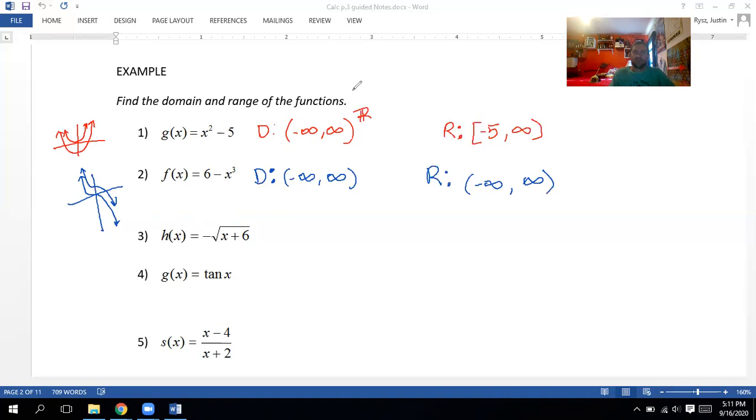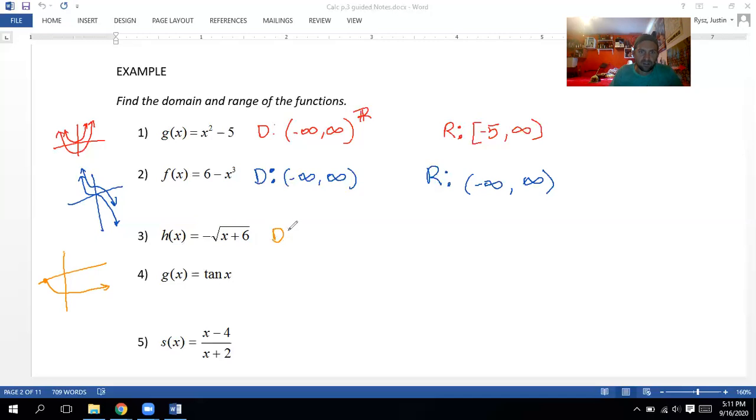Okay, next one. Using my memory here, what would negative square root of x plus 6 look like? So I know a square root is a sideways parabola, but it's negative, so it's an upside down sideways parabola. And it is shifted, the plus 6 makes it go to the left 6. So we would have a graph that looks something like this. Once again, verify this stuff on Desmos or on a graphing calculator.